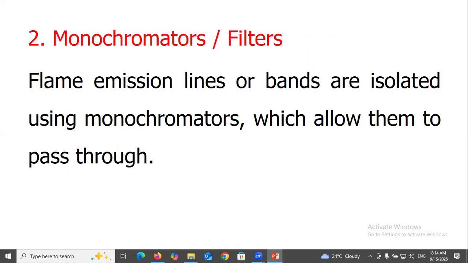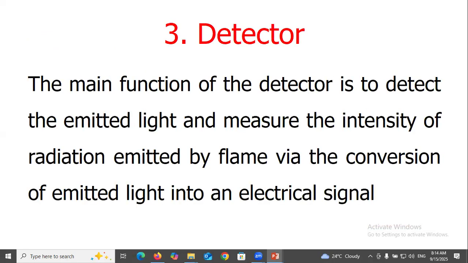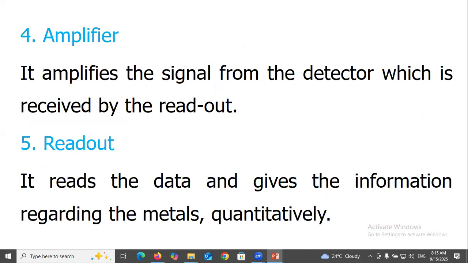Monochromators or filters: flame emission lines or bands are isolated using monochromators, which allow them to pass through. Detector: the main function of the detector is to detect the emitted light and measure the intensity of radiation emitted by the flame by conversion of emitted light into an electrical signal. Amplifier: it amplifies the signal from the detector, which is received by the readout. Readout: it reads the data and gives the information regarding the metals quantitatively.